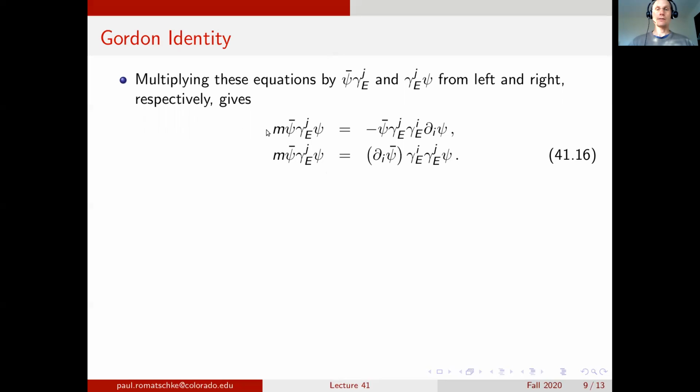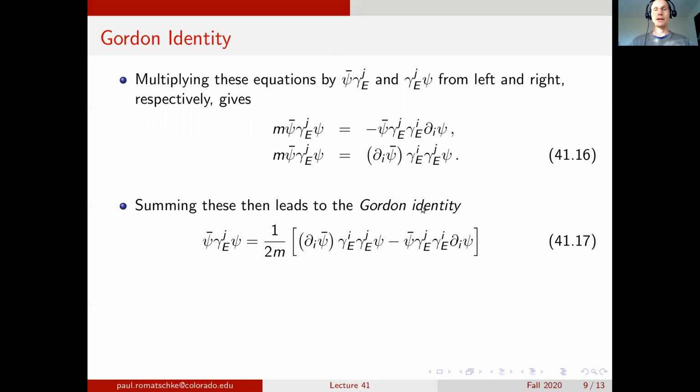We realize that on the left-hand side, we have the same expression. So if we sum this up and divide by 2m, we find the so-called Gordon identity that relates psi bar gamma j psi to products of gamma matrices and a derivative.